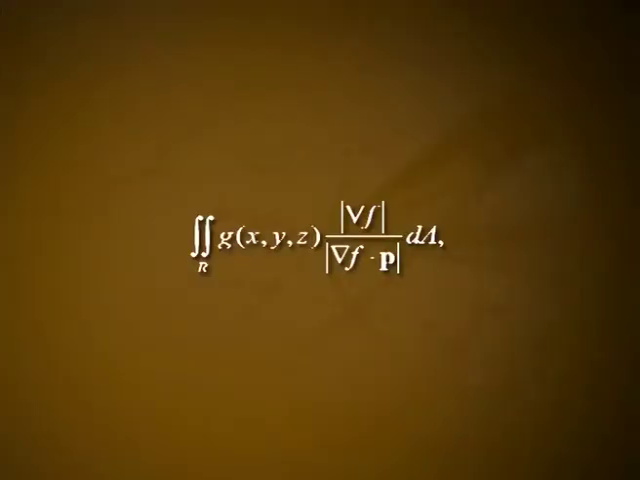Surface integrals. We now show how to integrate a function over a surface. Definition. If R is the shadow region of a surface S defined by the equation f(x,y,z) = C, and G is a continuous function defined at the points of S, then the integral of G over S is the double integral over R of G(x,y,z) |del f| / |del f dot p| dA, where p is a unit vector normal to R and del f dot p is not equal to 0. The integral itself is called a surface integral.